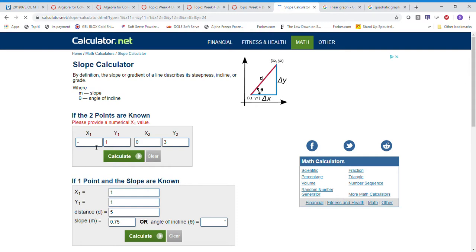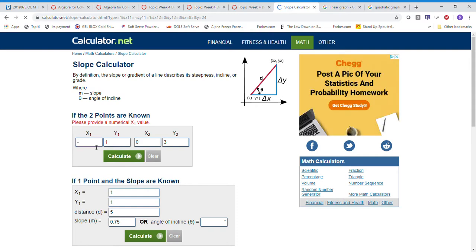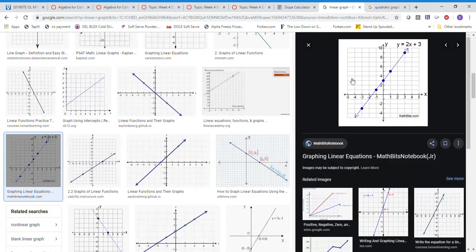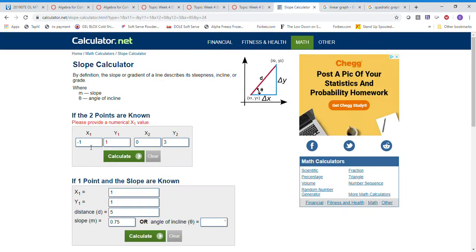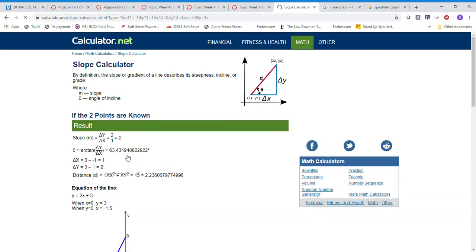Oops. -1 is supposed to be -1. So (-1, 1), let me double check. (-1, 1) and (0, 3). Okay, so let's plug them in. This is the first point, and this is the second point. Okay, calculate. The slope is 2. It calculates a whole bunch of other things here, but that's not what we're looking for. We're just interested in the slope.